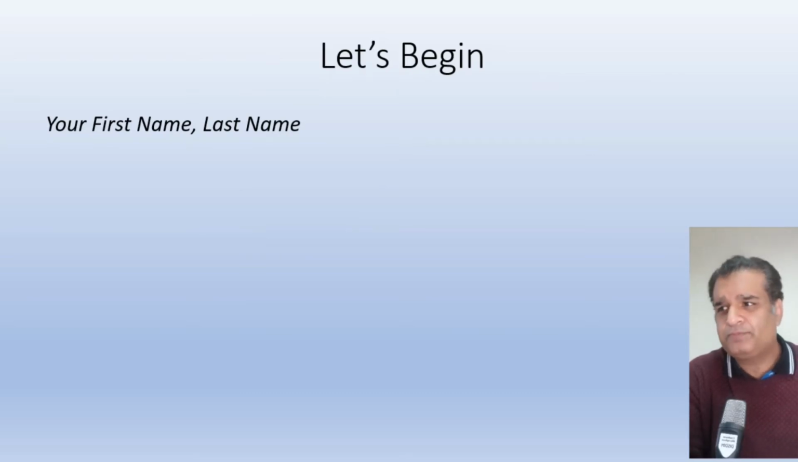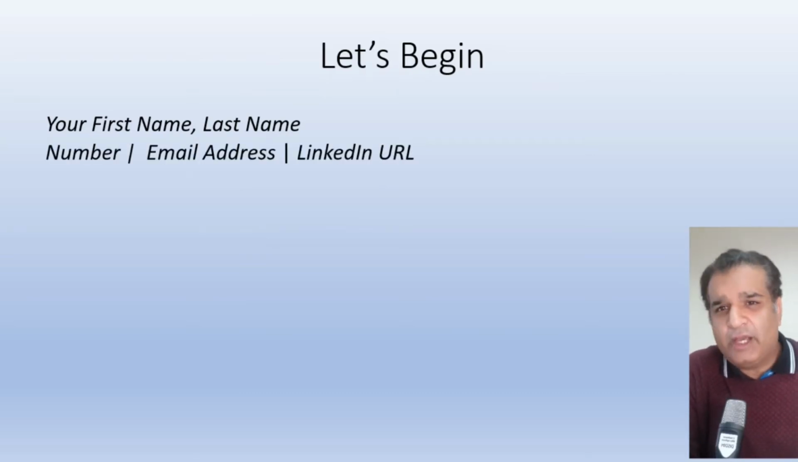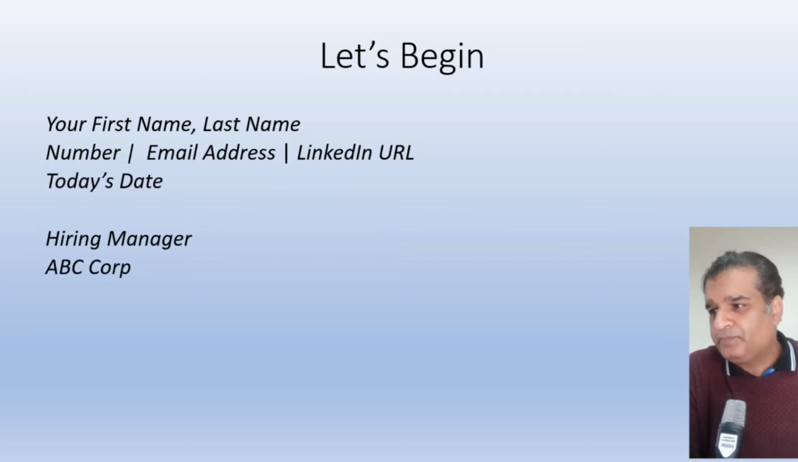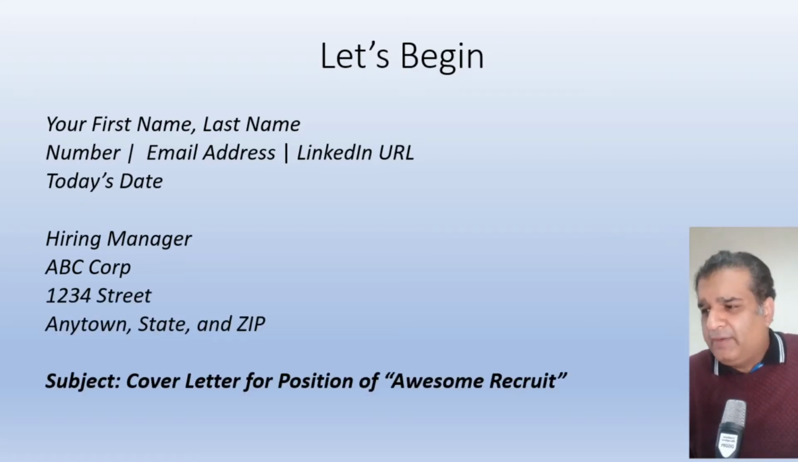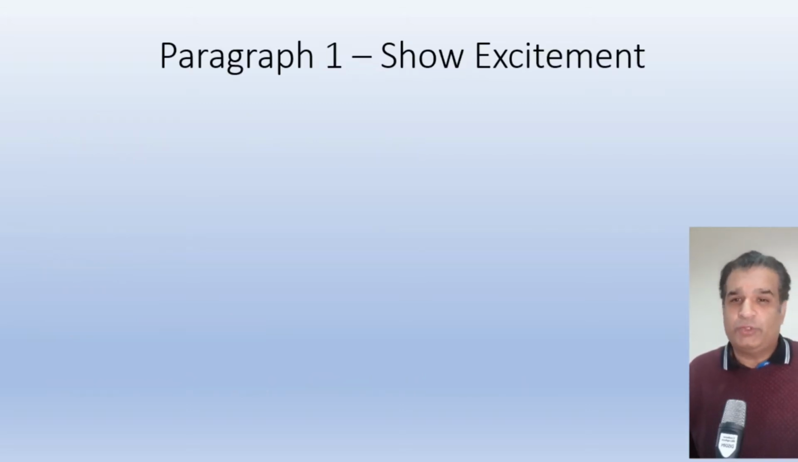So let's begin. Obviously, you start your cover letter by writing down your first and last name, your contact details, your email address, and your LinkedIn URL. I've already talked about this, that you need to have an active LinkedIn profile if you want to apply for good opportunities, because the employer would have an opportunity to look into your professional social standing. Then you are going to write down the date, and address the hiring manager of the ABC company in which you want to apply, with its address. And you are going to focus on the subject, which is the cover letter for the position of awesome recruit.